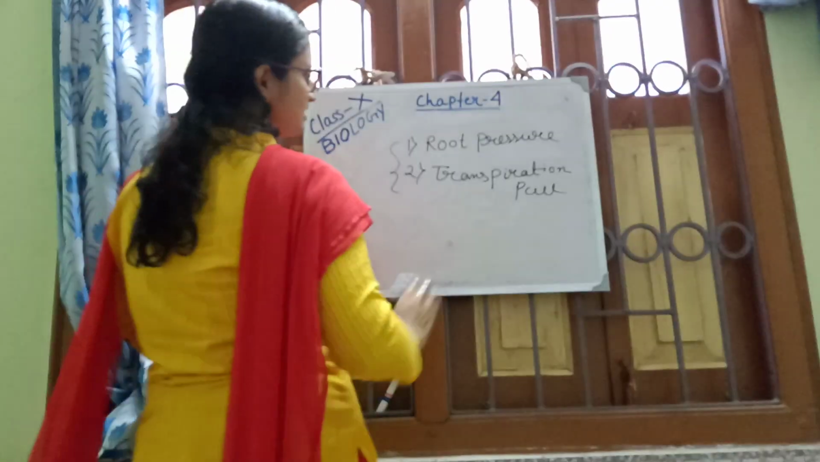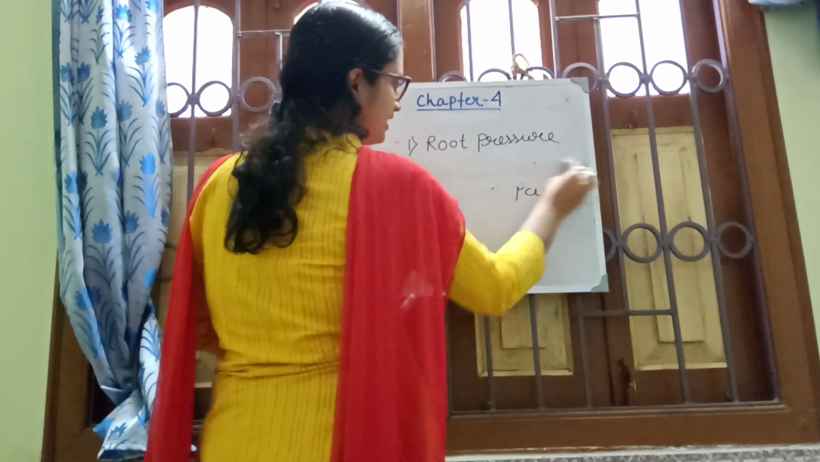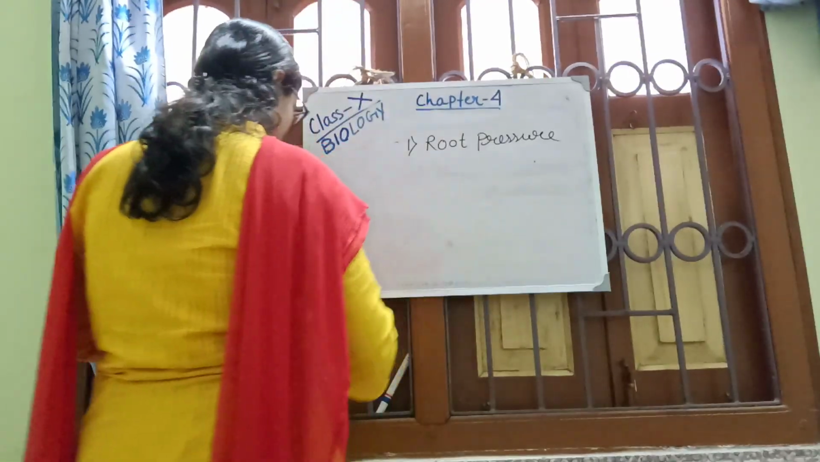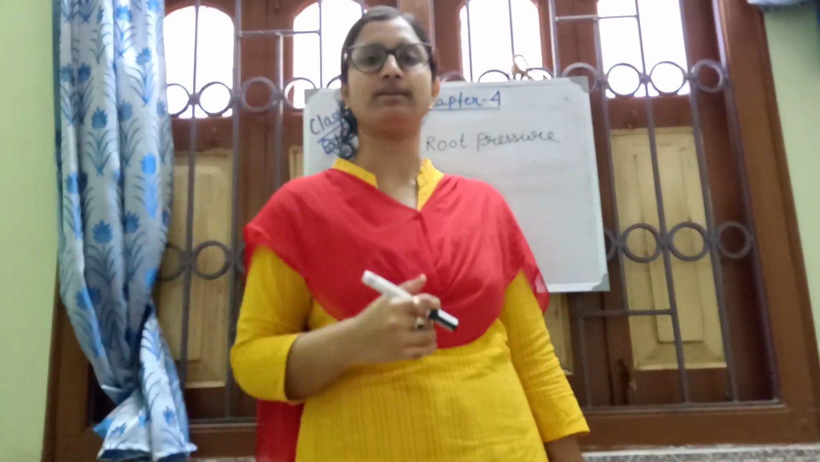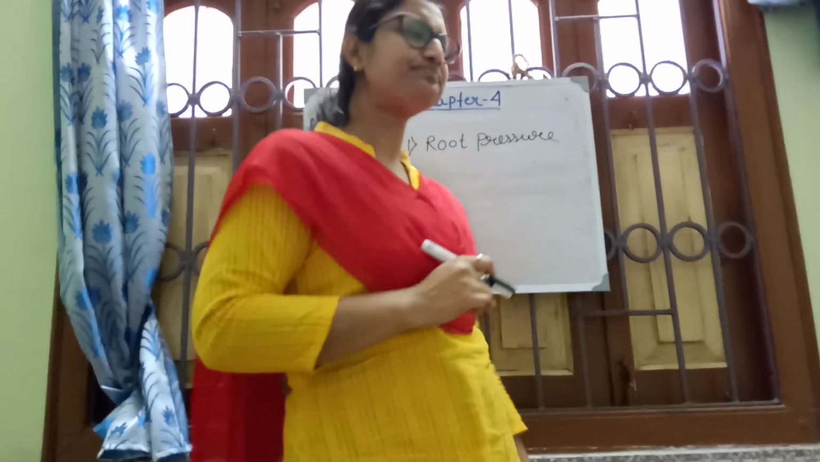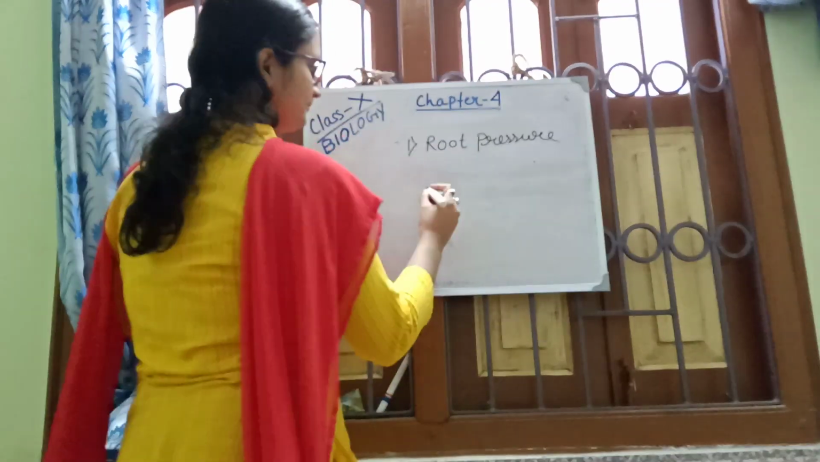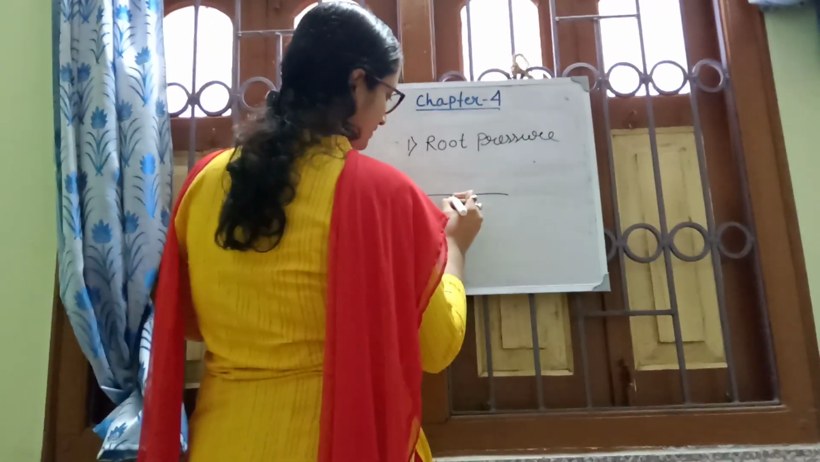First, I am discussing what is root pressure. Root pressure means the pressure created in the root by the continuous influx of water, meaning upward movement of the water occurs and pressure is created in the root. The root pressure causes continuous influx into the xylem vessel from the root cortex.